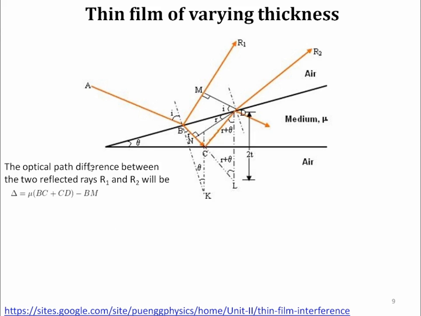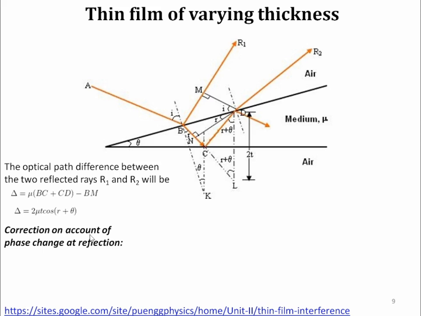Fine. In other cases, there may be a situation where this is a denser medium and this is a rarer medium. For example, in the case of Newton's rings, I will be showing you the setup in the next slides. There you have to replace the refractive indices accordingly. Anyhow, for this specific case, suppose this is a glass slab. In that case, delta is equal to, as worked out on this web page in detail, 2 mu t cos(r plus theta).